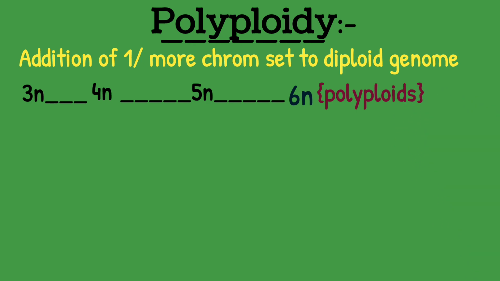Right? Now on the basis of what type of set will get into the genome, polyploids have two types.